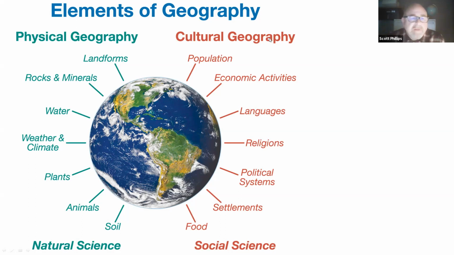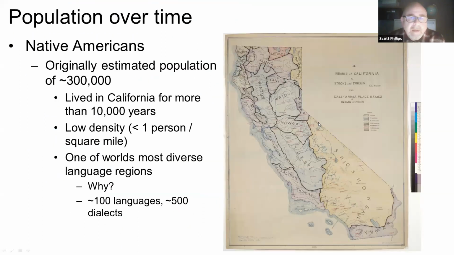human geography of California, starting with its population, but also we'll be talking about economic activities, settlements, urban areas, that sort of thing, food, agriculture. And so to start with, let's talk about population in California. Let's talk about population over time.